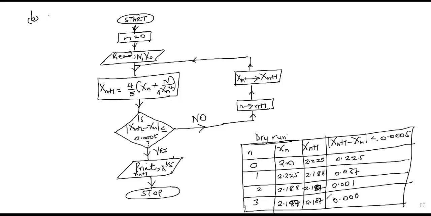So after getting the error as told, that is when you can conclude that the fifth root of n, which is 50, so the fifth root of 50 is 2.187, correct to 3 decimal places. That is how simple it would be.